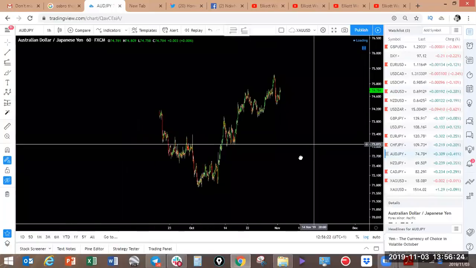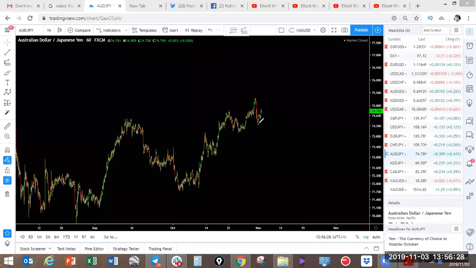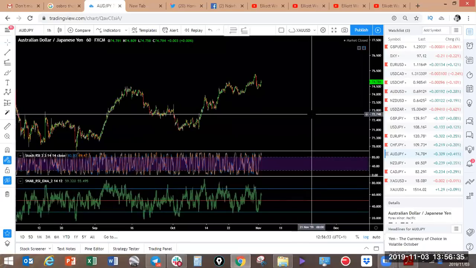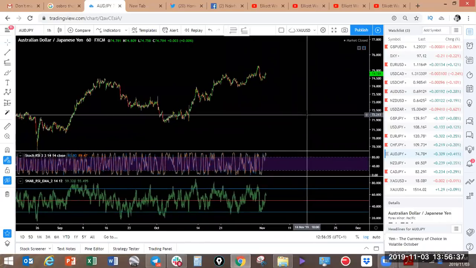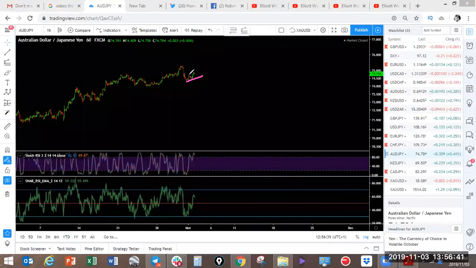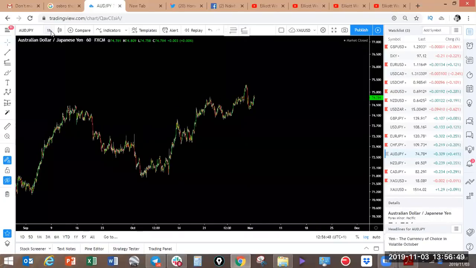AUD yen, one of those that are expected to make a pullback and drop. Is this now the pullback? Are we ready to drop? Let's have a look here. Almost ready to drop. We're not there yet. Wait for this structure to close lower here. But as far as downside is concerned, we are looking for that move.